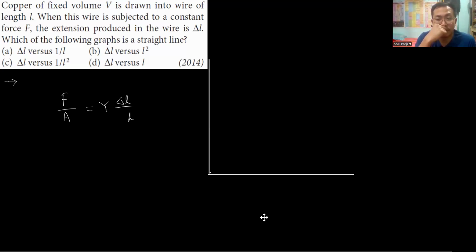Since F, L, A and delta L, the volume is fixed. So now this is a very nice question. We have a clue that it is a fixed volume in the question.